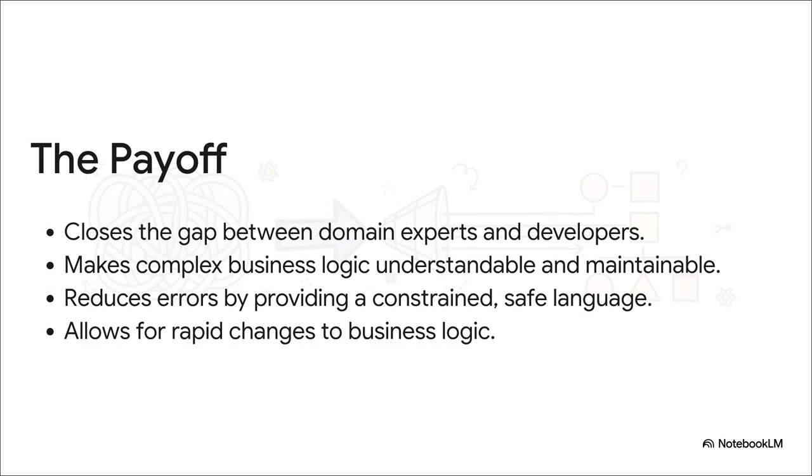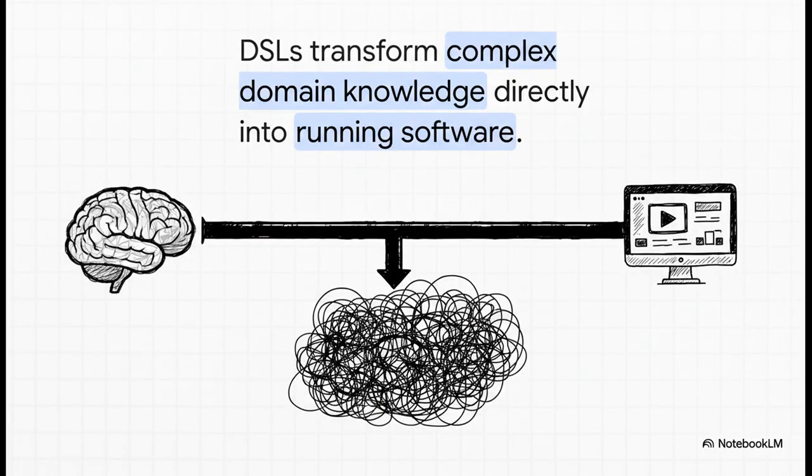So, why on earth would we go through all this trouble? Well, the payoff is absolutely huge. You get rid of misunderstandings between experts and developers because they're both working from the same blueprint. The logic becomes super easy to read and to change. You cut down on bugs because the expert can only express valid rules inside the DSL. And best of all, when a business rule changes, an expert can just update it themselves and new code gets generated instantly without waiting around for a developer. That's a game changer.